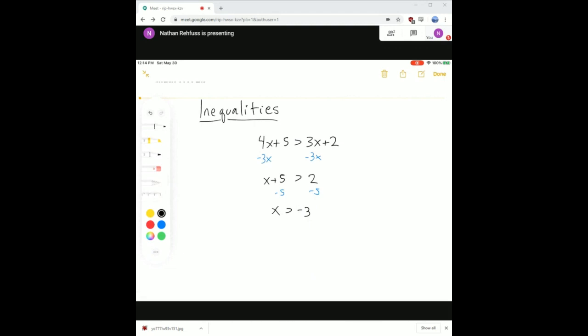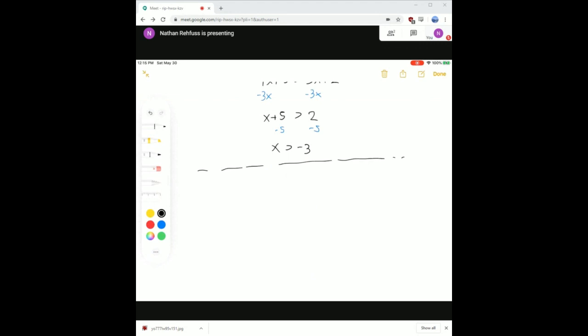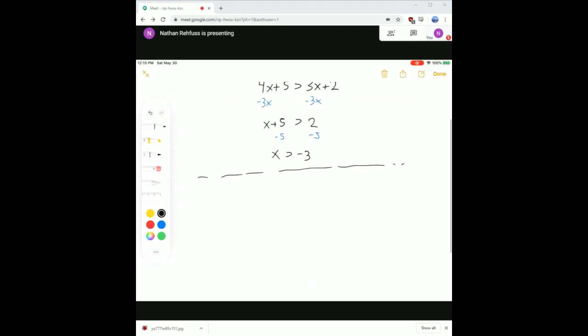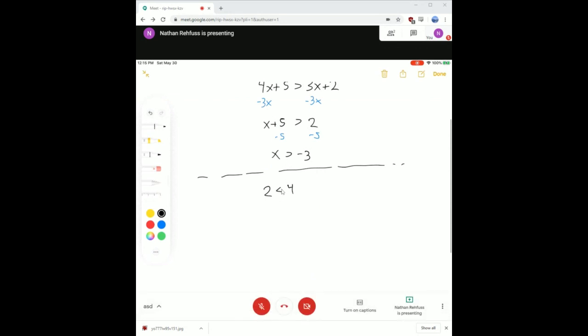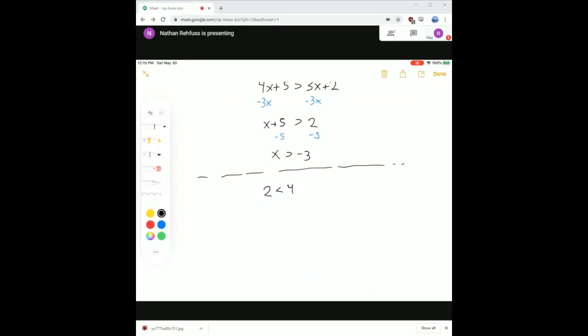So it's almost the same as solving a linear equation. There is one big difference, though, and that's I can say 2 is less than 4, right? If you're having trouble remembering which way these are supposed to point, the way I learned it in second grade that I've never forgotten is that the alligator eats the bigger number. So here x is bigger than negative 3, here 4 is bigger than 2. So I can say 2 is less than 4. If I want, I could add 1 to each side and say 3 is less than 5. If one is true, then the other will be true.